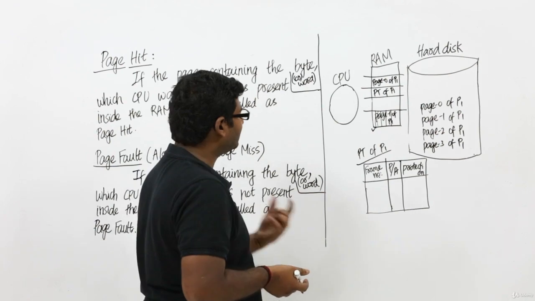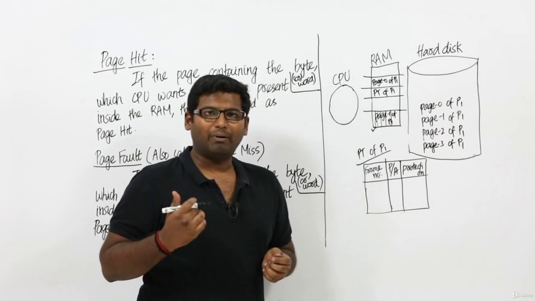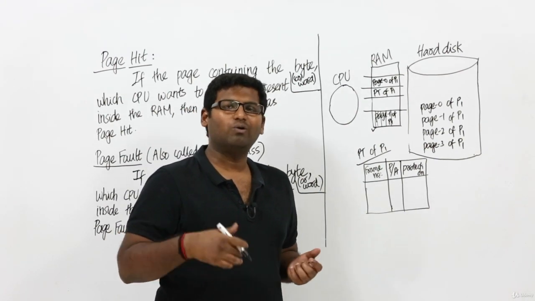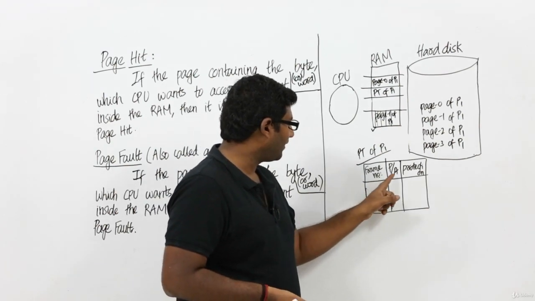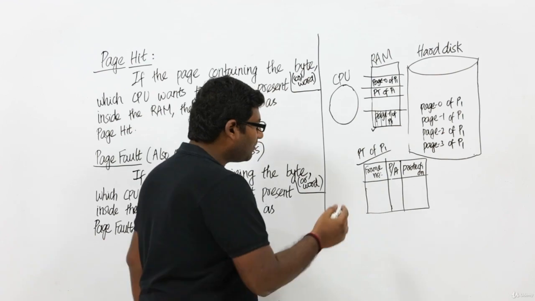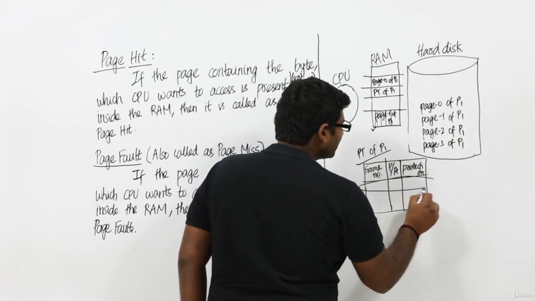Now, how will we understand whether this is a page hit or page miss? Which means, whether the byte which the CPU is asking for is present inside the RAM or not. How will we understand that? For that, we use something called the page present or absent bit of the page table. We have already seen it, right? In the page table entry, we will have the corresponding page's properties.